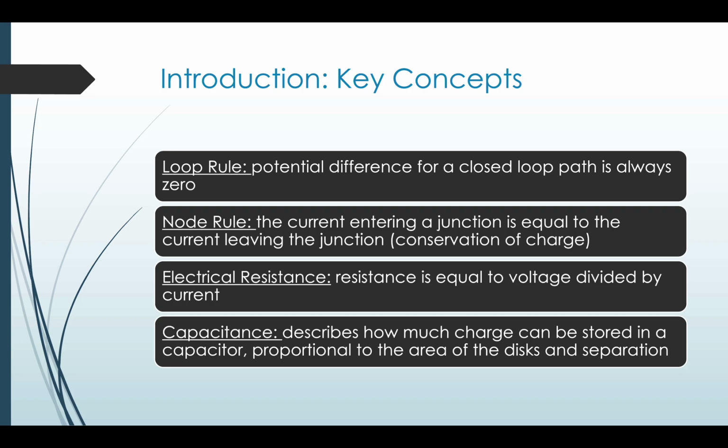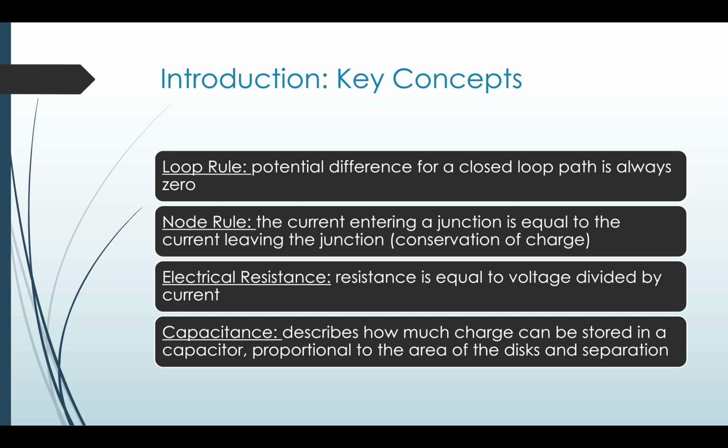So for some key concepts, first we have the loop rule, which says that the potential difference for a closed loop path is always 0. Then we have the node rule, which says that the current entering a junction is equal to the current leaving the junction, which demonstrates conservation of charge. Then we have electrical resistance, which is that resistance equals voltage divided by current, or V equals IR.